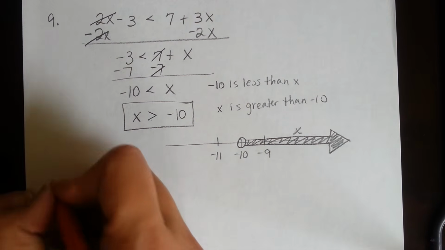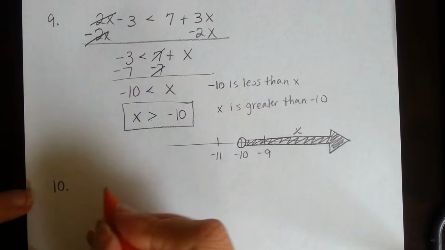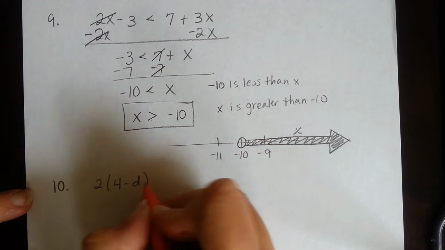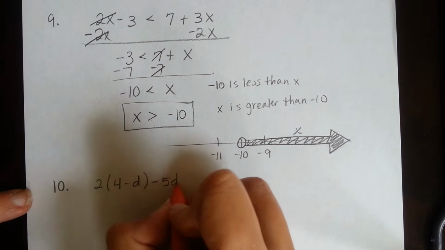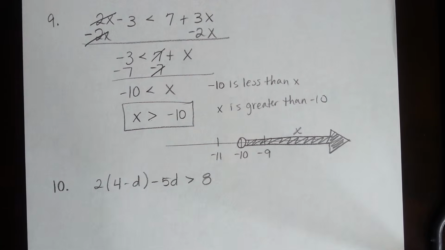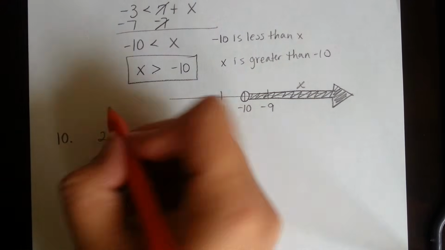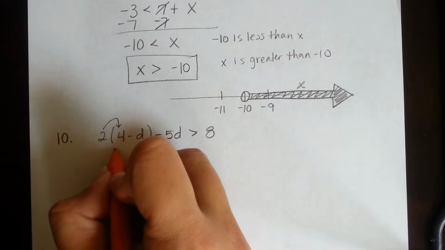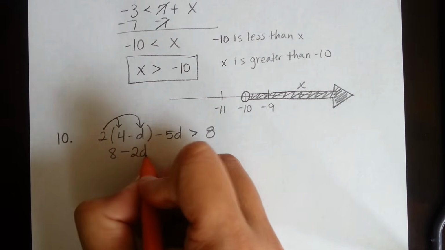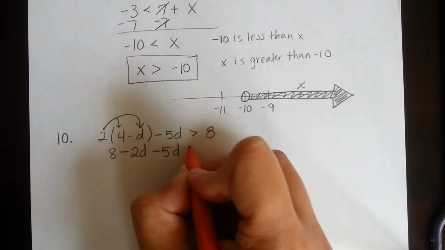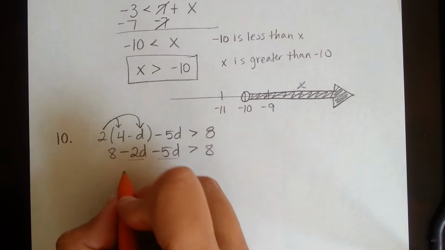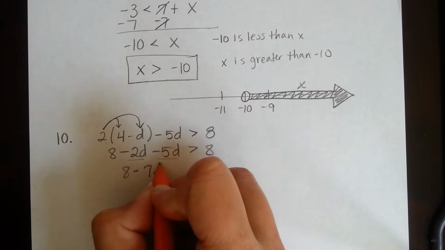Let's look at another one, number 10. Number 10, we have 2, open parentheses, 4 minus d, close parentheses, minus 5d, is greater than 8. So first I would tackle my parentheses. So I would distribute. 2 times 4 would give me an 8. 2 times negative d would give me negative 2d. Minus 5d is greater than 8. Over here I have like terms, so I would combine these two. I have 8 minus 7d.